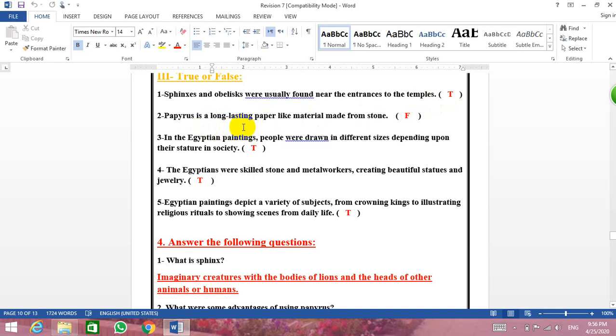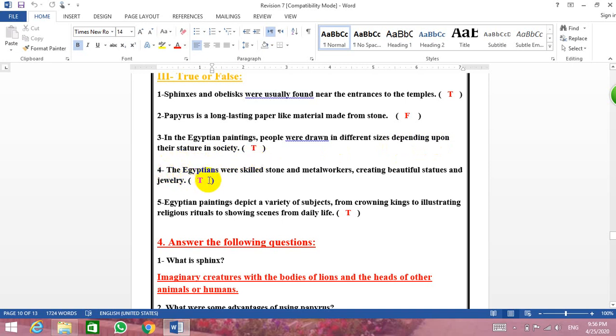Papyrus is a long-lasting paper-like material made from stone. No, that one is false. Papyrus is made of paper. In the Egyptian paintings, people were drawn in different sizes depending upon their statures in society. Yes, that one is true.